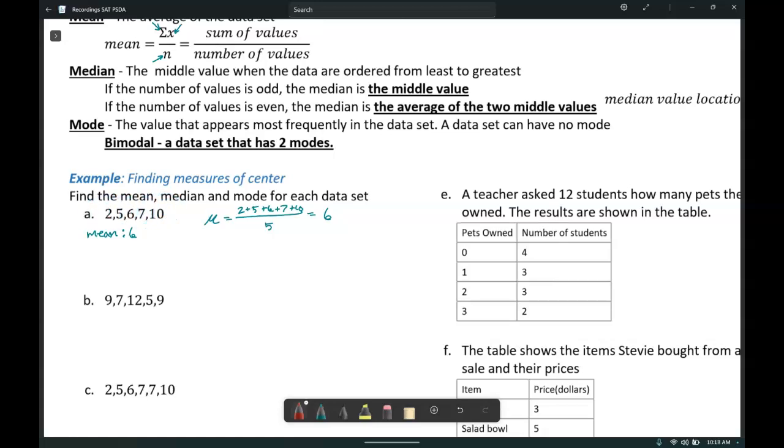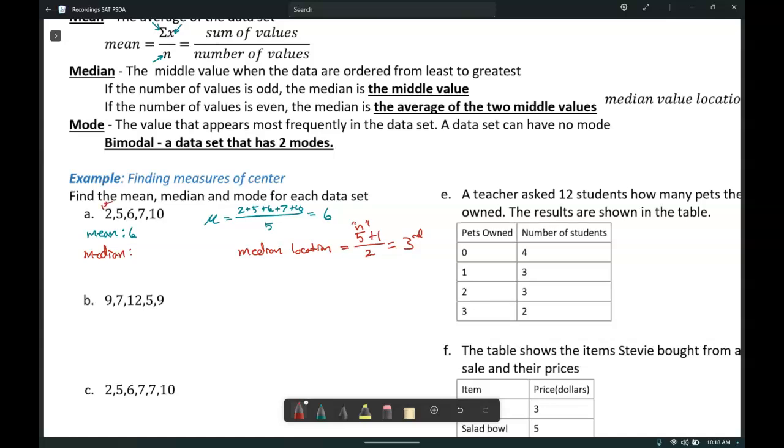Then we want to take a look at our median. Our median value is the middle. Our data set's already in order, so the median is going to be in the middle. Let's look at how we could use the median value location if we needed to. For the median location, we have 5 data points in our data set. If we add 1 and divide by 2, because that's our value for n, we get 3. So our median is located as the third data point.